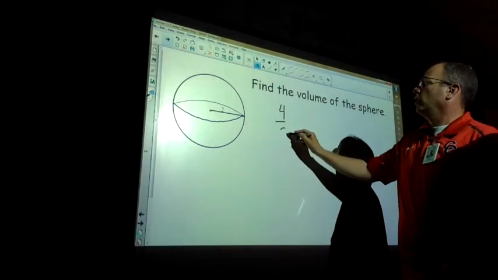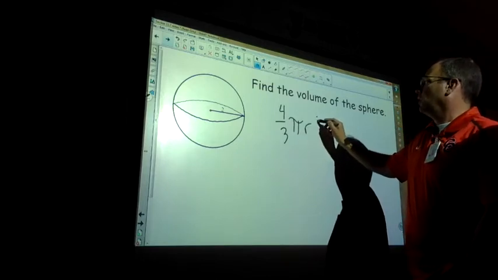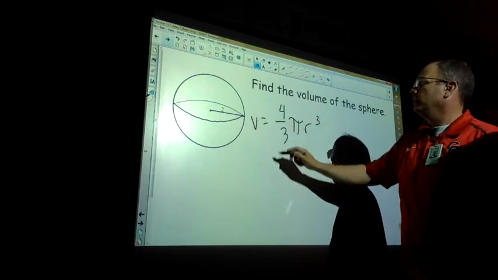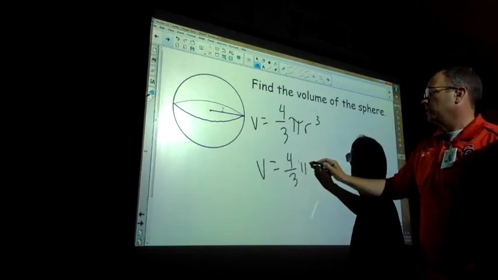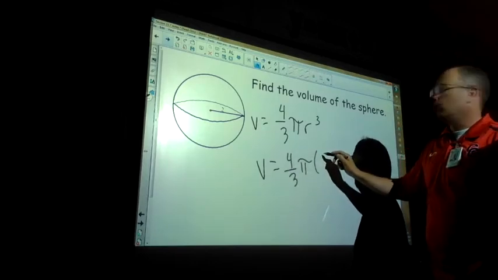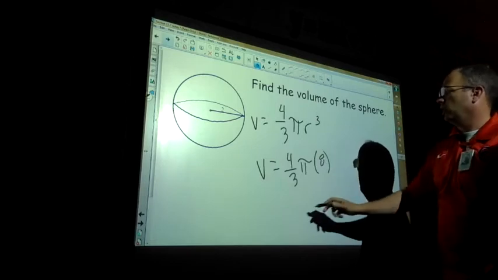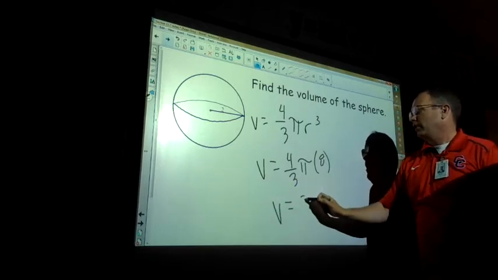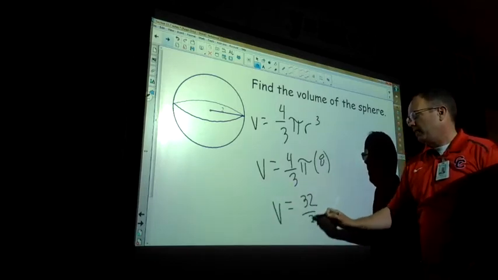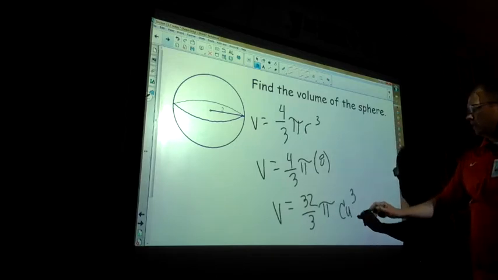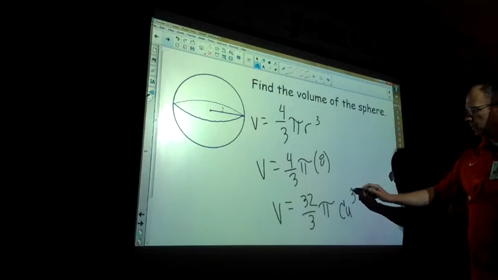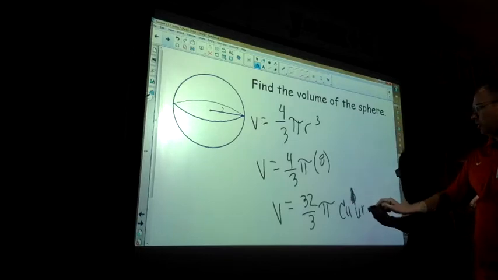All right, 4/3 pi r cubed. That's volume. So I get volume is equal to 4/3 pi. What is 2 cubed? Don't shout all at once. So then I get 32/3 pi cubic units.